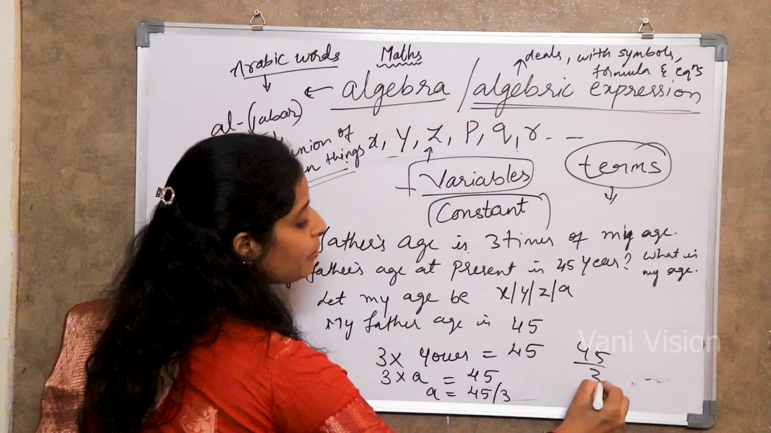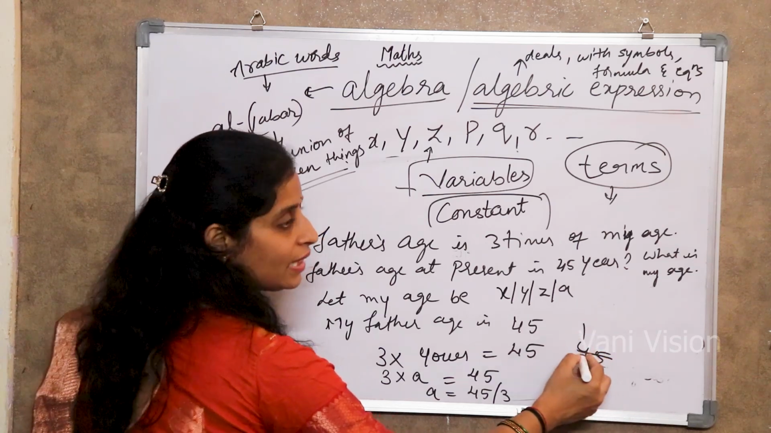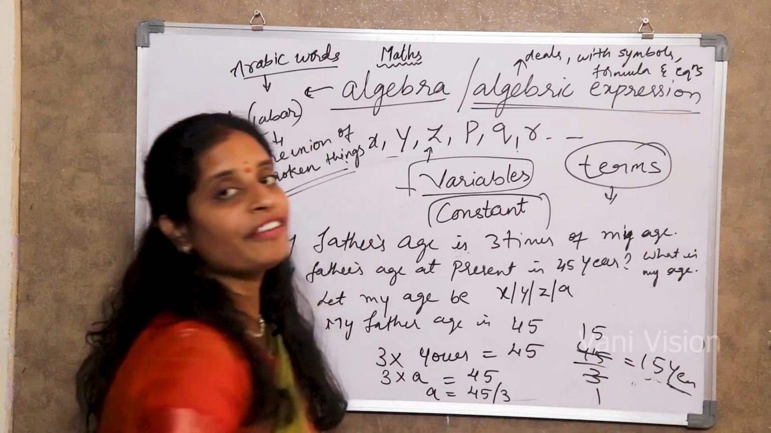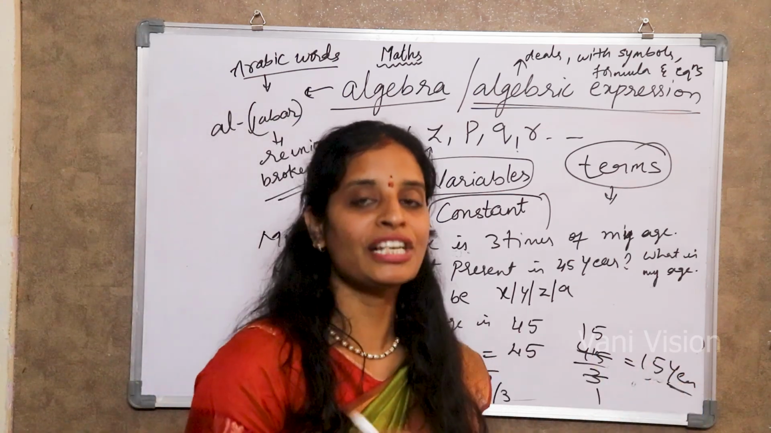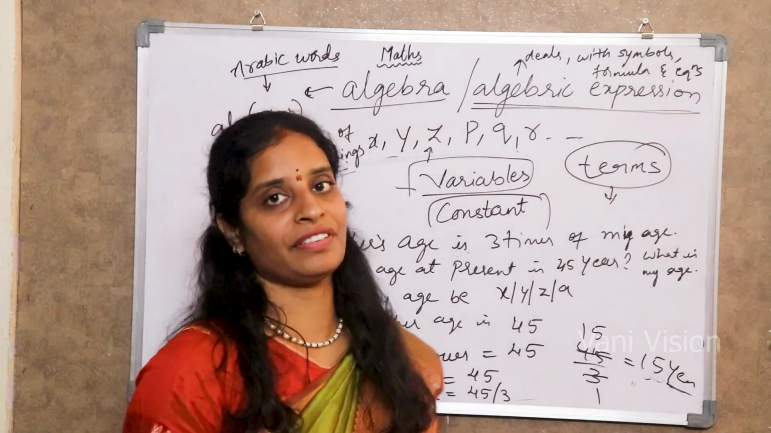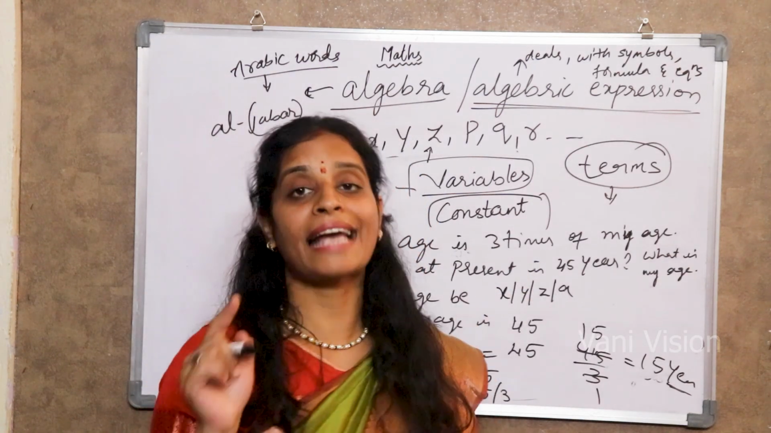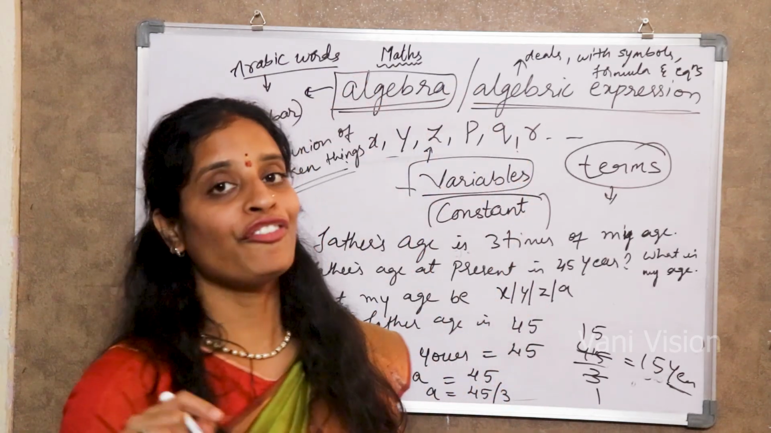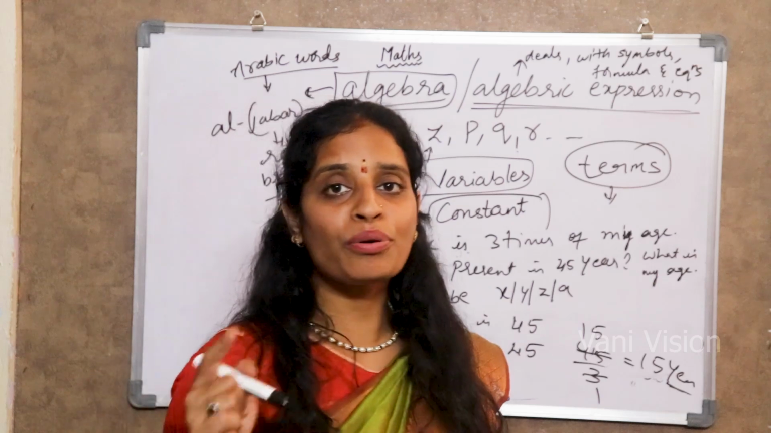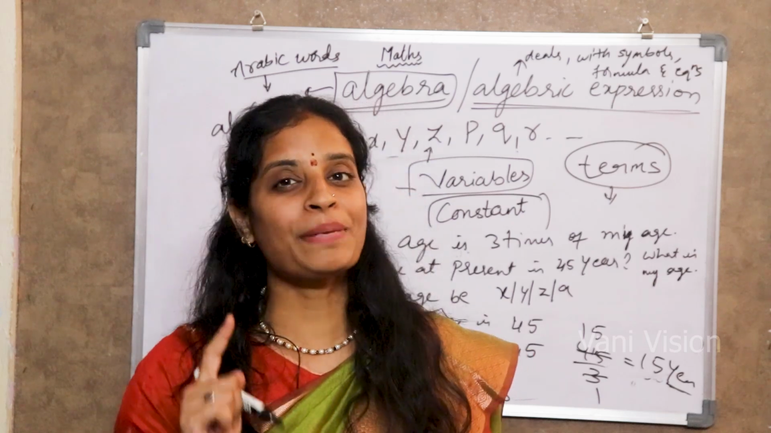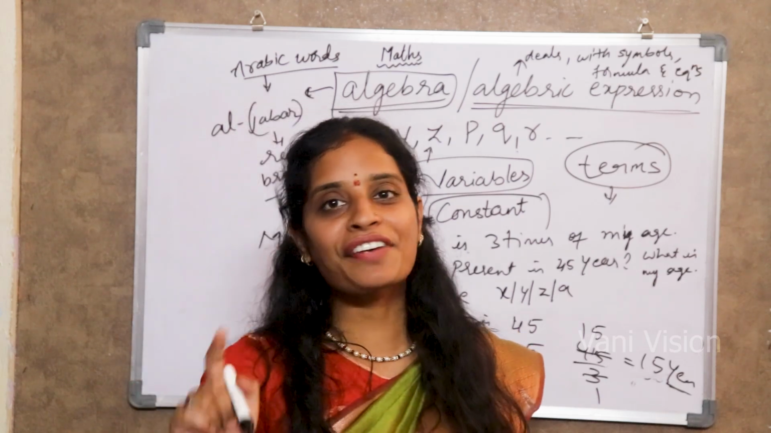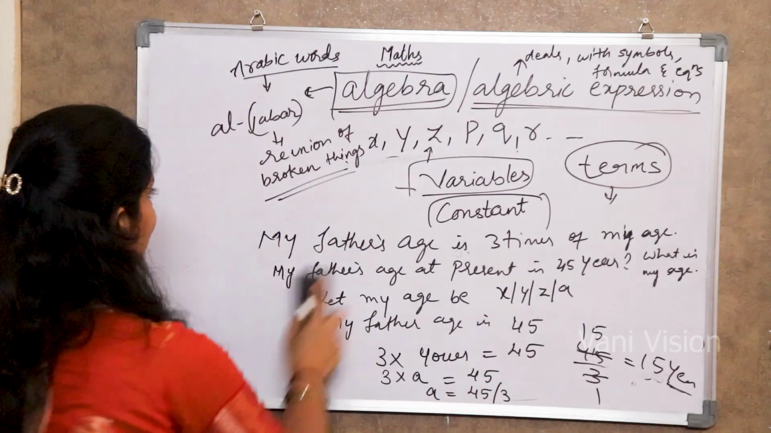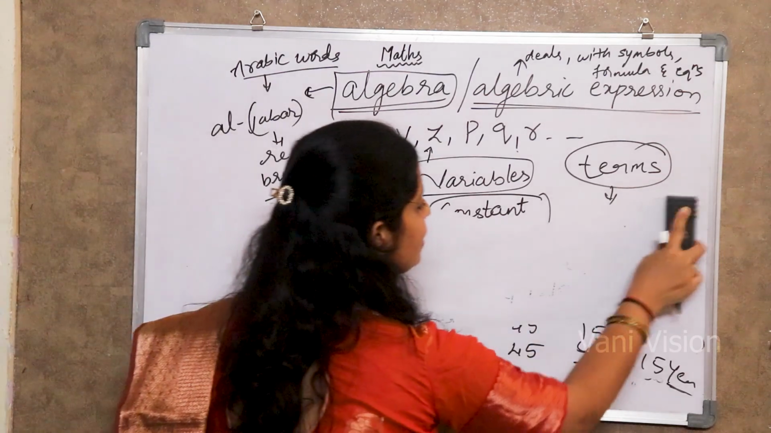So 45 divided by 3. 3 ones are 3, 1 is remaining. 1, 5, 15. So what is your age at present? 15 years. When you are 15 years old, your father's age was 45. This sort of question can be easily solved by using algebra. Algebra can also be used to solve puzzles and mysteries which are unknown, right? There we are going to use algebra. Is it clear? I think you have understood up to here.